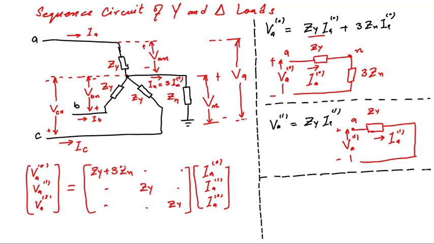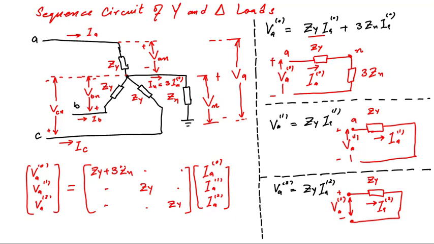And finally, the negative sequence: VA negative sequence is equal to ZY, from this equation, IA negative sequence. If I draw its equivalent circuit, that will be similar to the equivalent circuit of the positive sequence. So in this circuit, we can see a current IA2 will cause a voltage drop of VA negative sequence across the negative sequence impedance ZY. So these three are known as the sequence equivalent circuits of our original Y connected load. So this was the zero sequence, positive sequence and negative sequence.